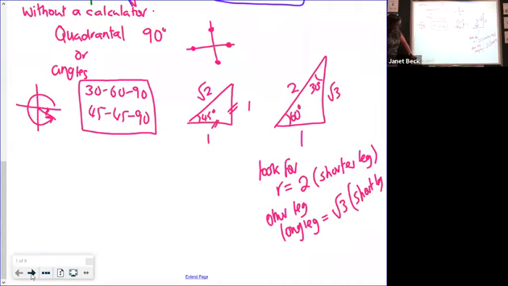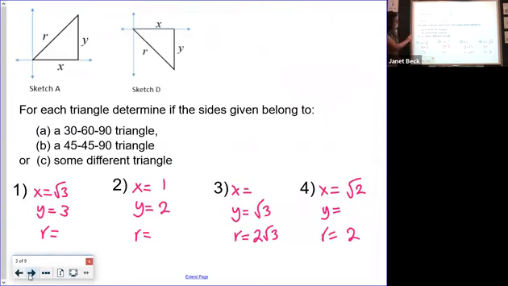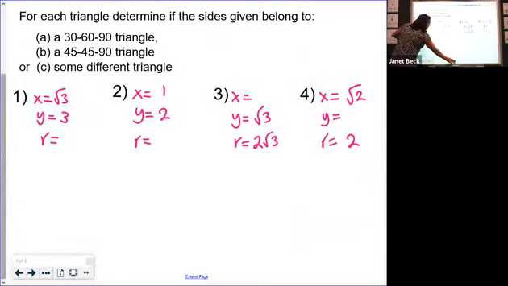So let's have a look at these triangles here. Don't look at the top part. Let's look at this. I've given you just 2 sides of a triangle for 4 different questions there. Take a minute and see if you can quickly work out for each triangle if you've been given 2 sides of a 30, 60, 90, a 45, 45, 90, or something totally different. I'm going to give you about a minute on that. See how many of them you can spot.